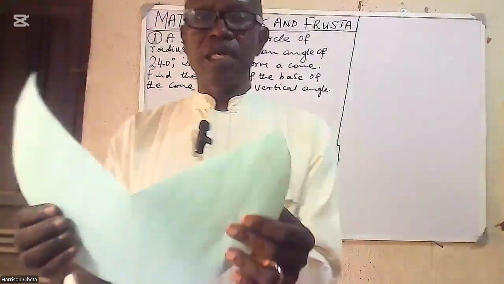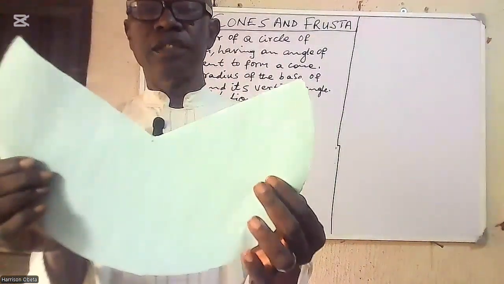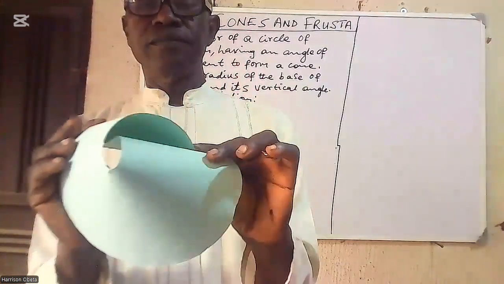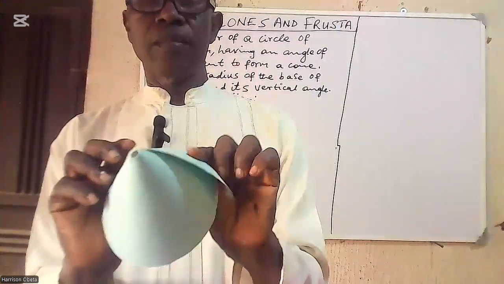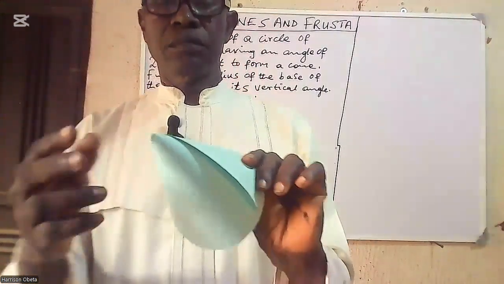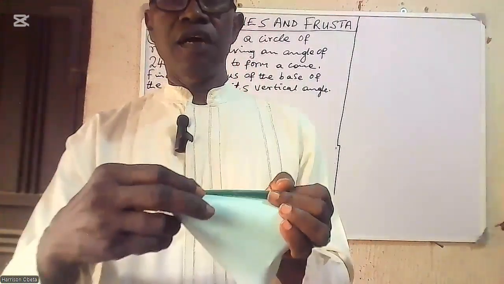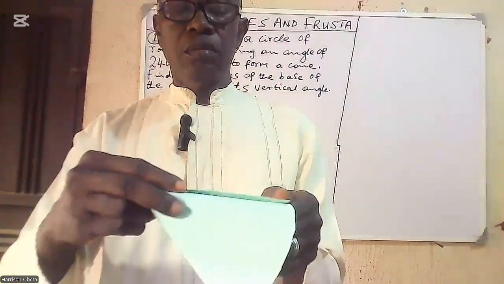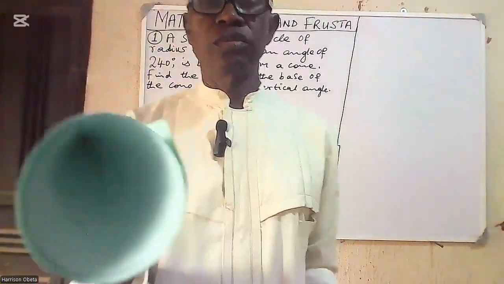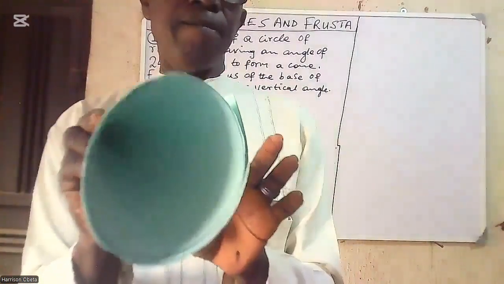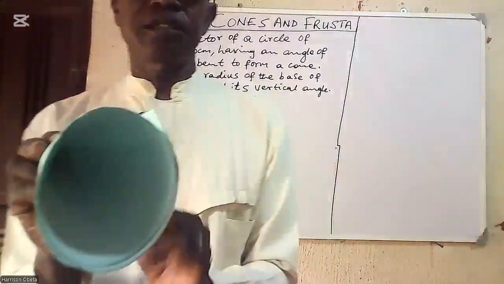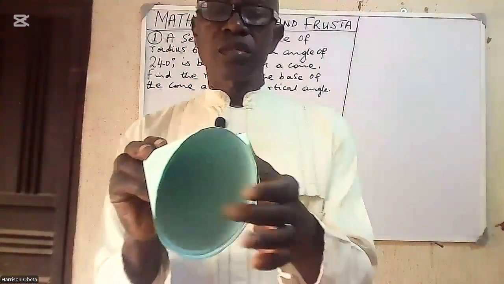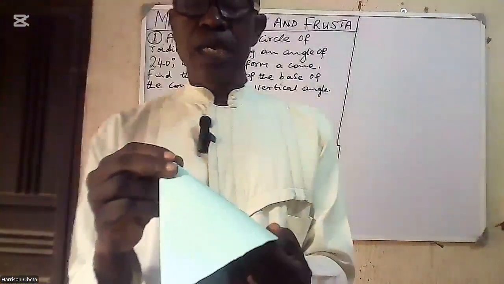So watch me as I try to form the cone using this. I'll bend it like this. You can see that I have formed the cone. And this is the cone. So the arc forms the circular base, while the radius forms the slant height. So I'm going to draw both the sector and then the cone.